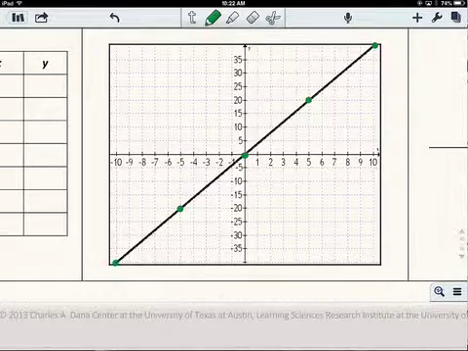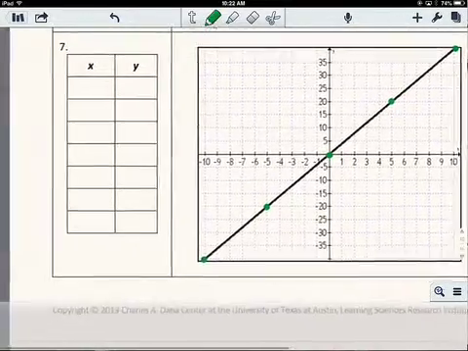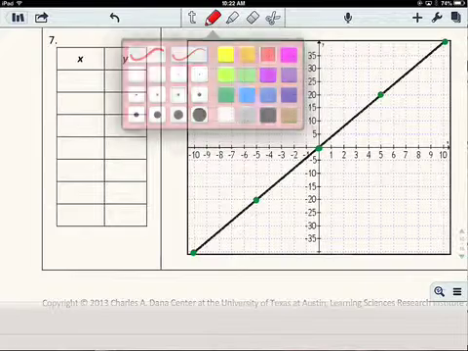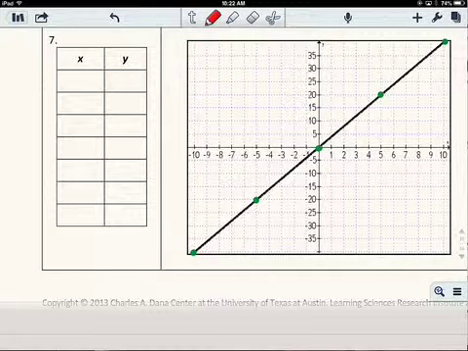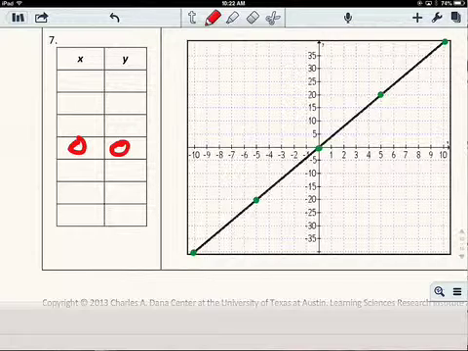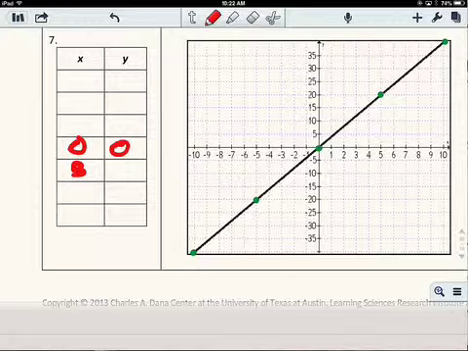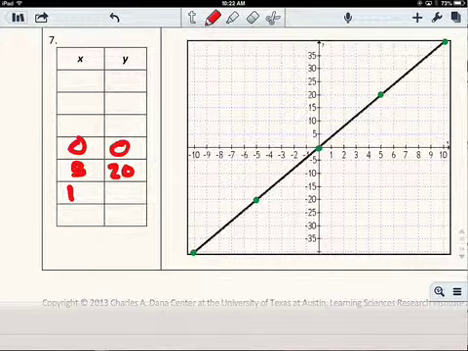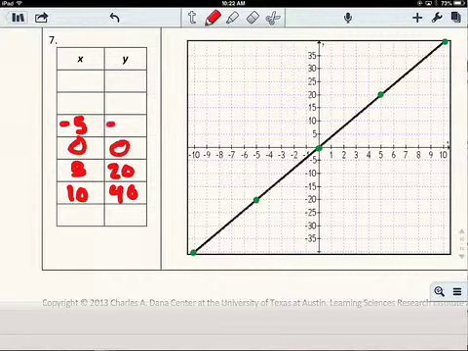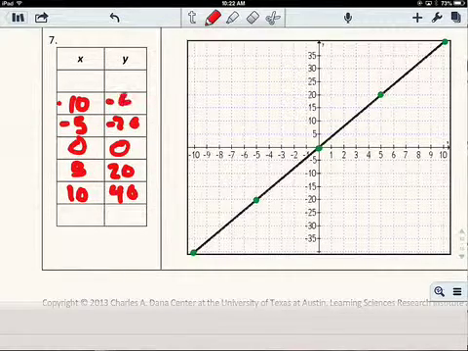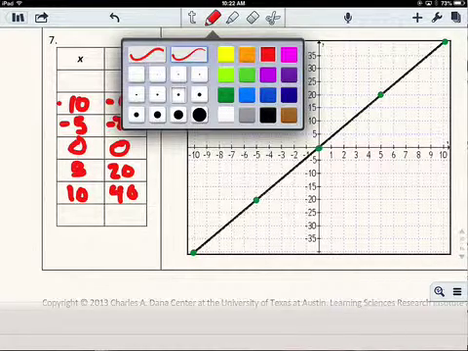-520 and -1040 works as well. So I'm going to go ahead and fill this out. With those 4, I'm going to go ahead and put 0, 0 in the middle. And then I'll put 520 and 1040, -5, -20, -10, -40. I'll make my pen skinnier since my handwriting is so good.